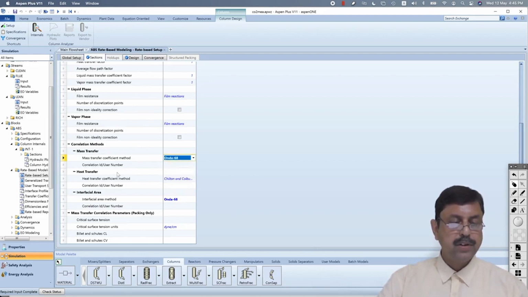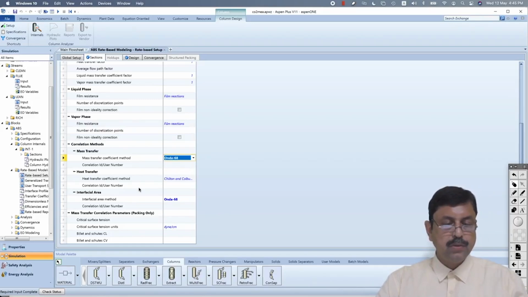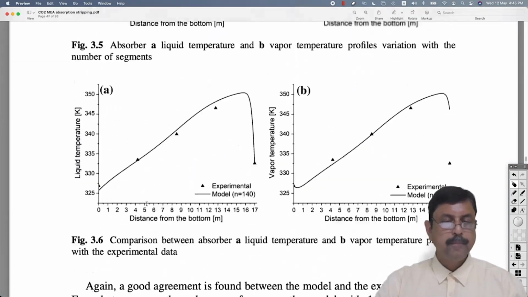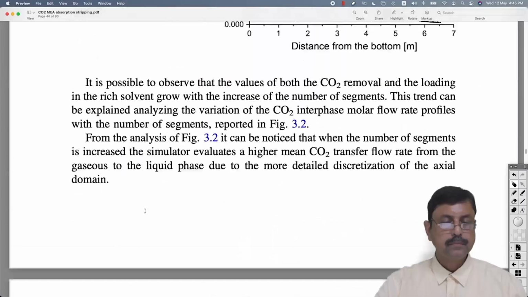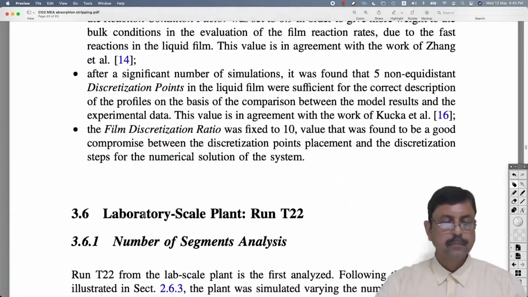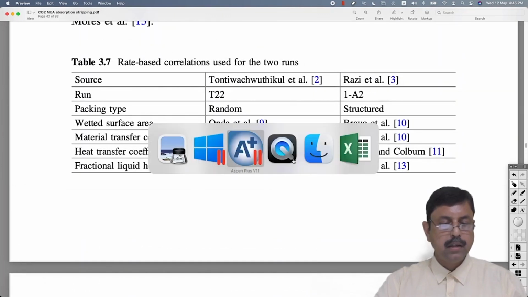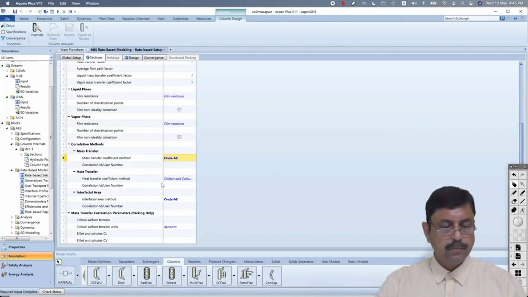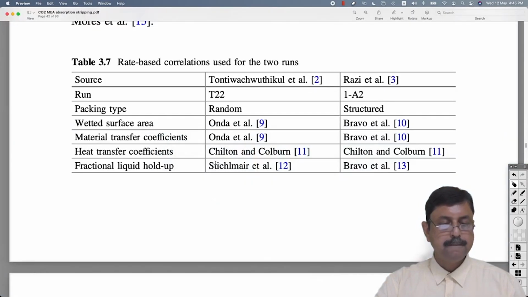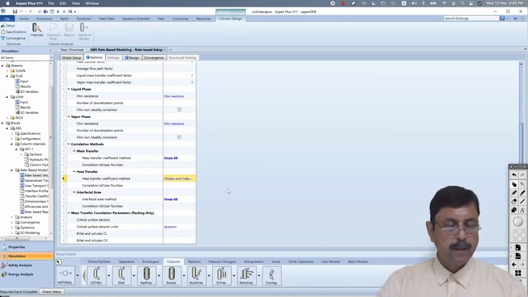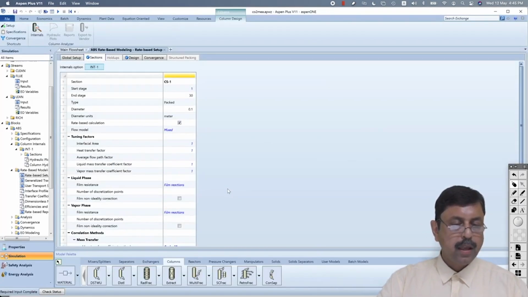Now, heat transfer coefficient, they have said you can choose the Chilton and Colburn analogy. So by default it is there as Chilton and Colburn analogy. Interfacial area method, it is again Onda 68. Weighted surface area, Onda 68.